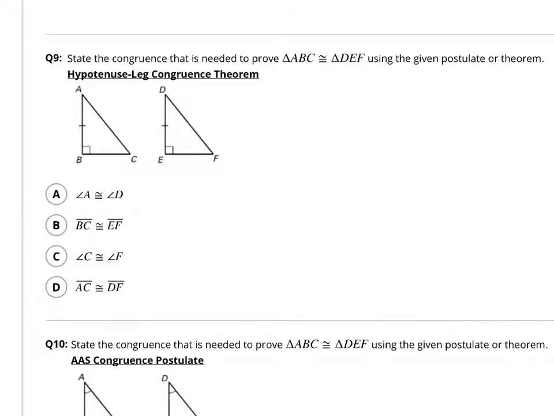On question number 9, they want us to say these two triangles are congruent because of the hypotenuse leg, that's HL. So which piece of information on the triangle is not labeled that you need to have labeled? Remember, with hypotenuse leg, the hypotenuses have to be congruent, and you have to have a leg, one of the sides, be congruent. So you have to be able to check both those off in order to say it's hypotenuse leg.